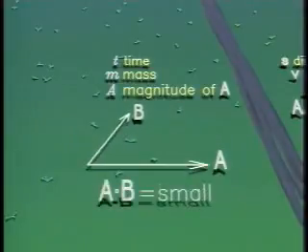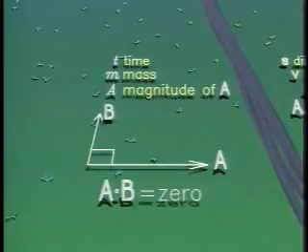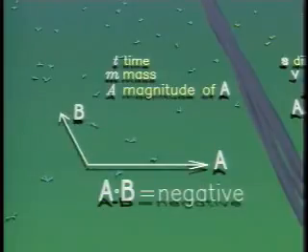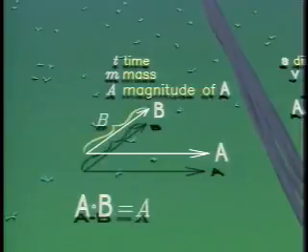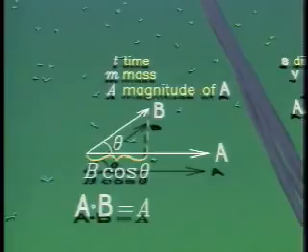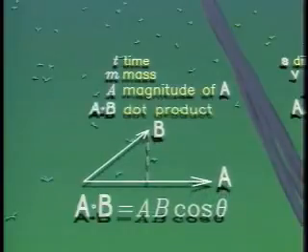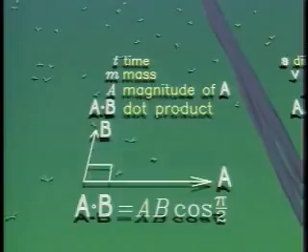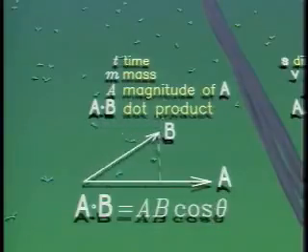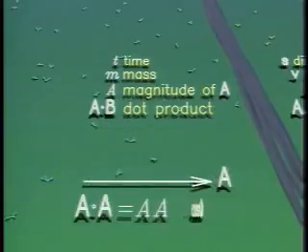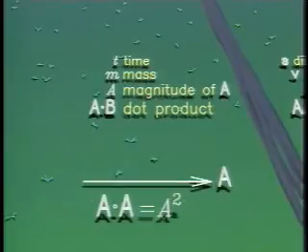The dot product of A and B is a scalar that measures the tendency of the two vectors to point in the same direction. A dot B is equal to the length of A times the length of B times the cosine of the angle between them. If A and B are perpendicular, their dot product is 0. And the dot product of a vector with itself is just the square of its length.